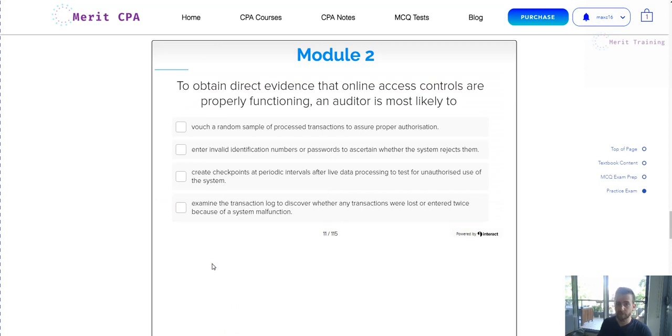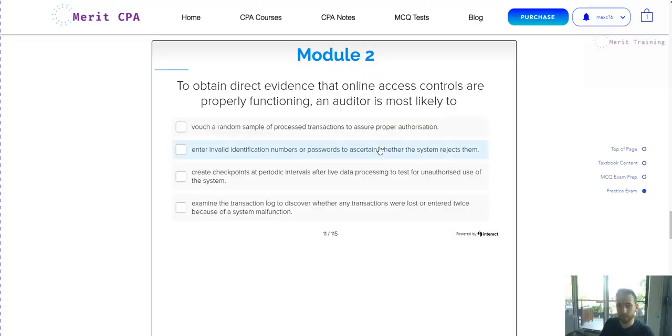To obtain direct evidence that online access controls are properly functioning, an auditor is most likely to: A, vouch a random sample of processed transactions to ensure proper authorization; B, enter invalid identification numbers or passwords to ascertain whether the system rejects them; C, create checkpoints at periodic intervals after live data processing to test for unauthorized use of the system; or D, examine the transaction log to discover whether any transactions were lost or entered twice because of a system malfunction. So this is a bit of a tricky question.